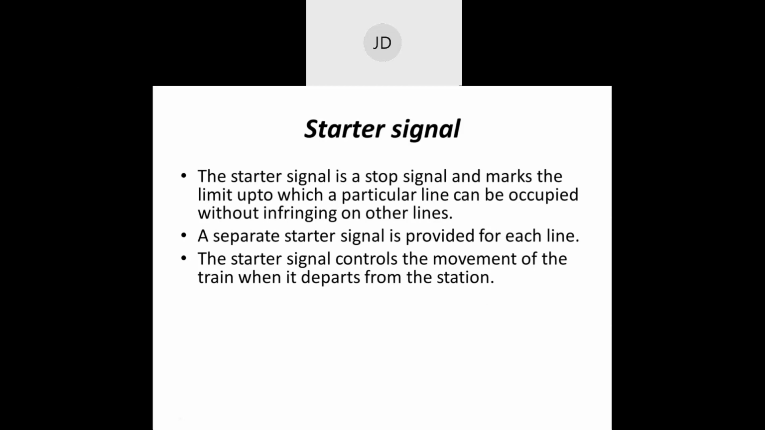That means I'll show you a basic line diagram. Suppose this is your main line. I'm showing a railway station. And suppose from point and crossing, suppose point and crossing comes from here, it is coming like this.